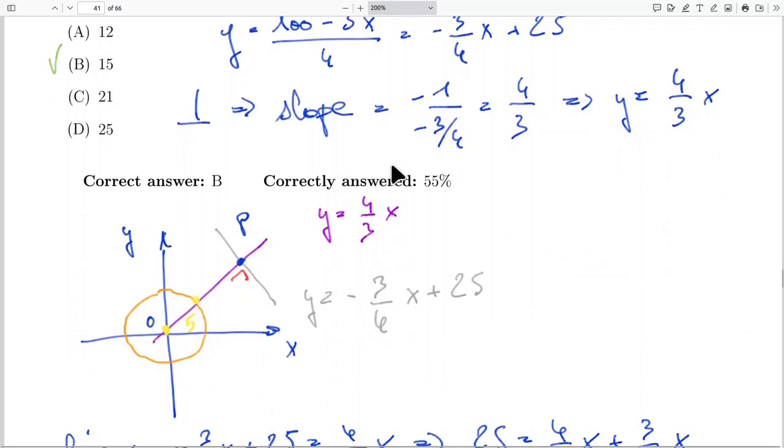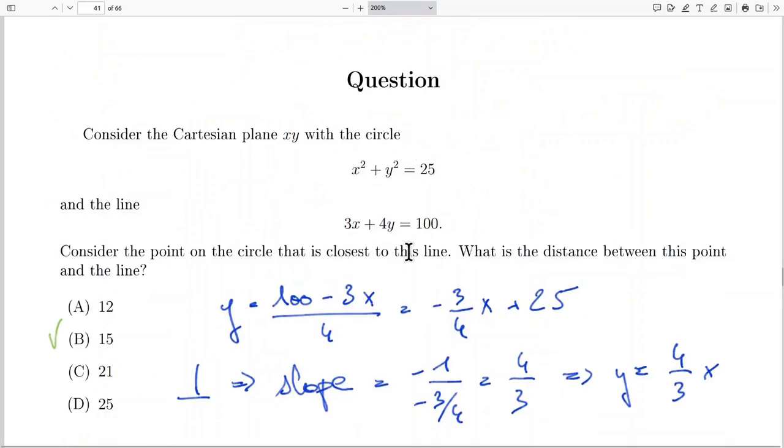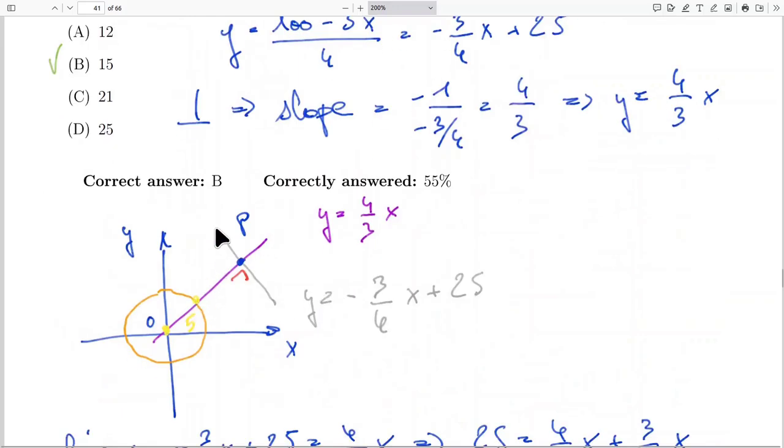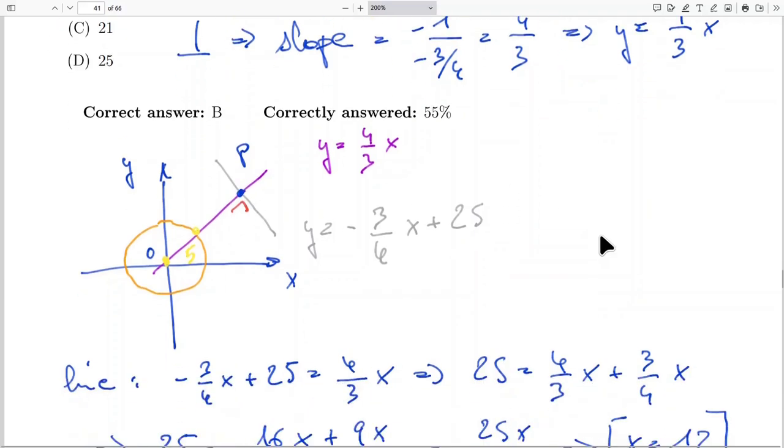If we draw that, it looks a bit like that. We have our circle with midpoint 0. It has a radius of 5, so 25. And then here we have our line, so this is the line of the radius, 4/3 of x, and our original line, minus 3/4 of x plus 25, and we want to know this distance.